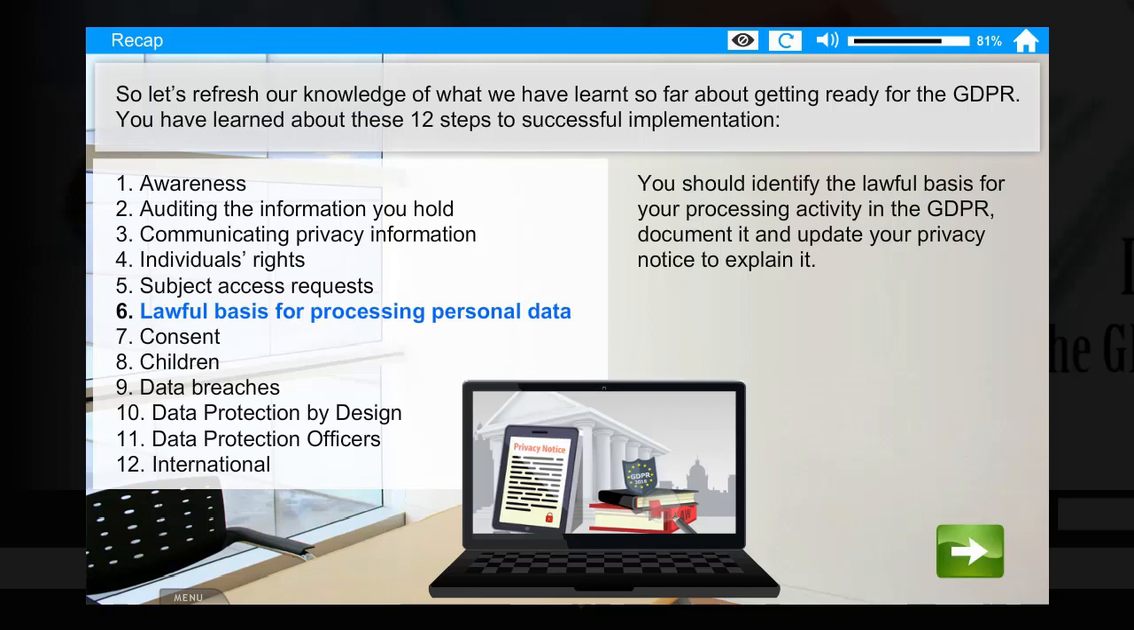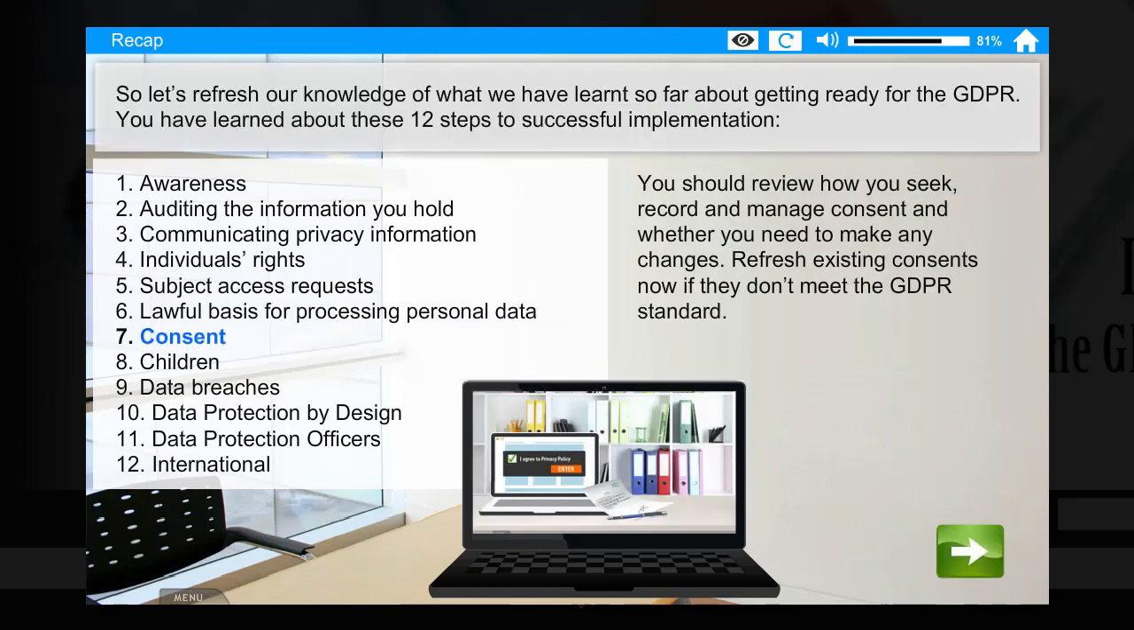Step 6. Lawful basis for processing personal data. You should identify the lawful basis for your processing activity in the GDPR, document it, and update your privacy notice to explain it. Step 7. Consent. You should review how you seek, record and manage consent and whether you need to make any changes. Refresh existing consents now if they don't meet the GDPR standard.